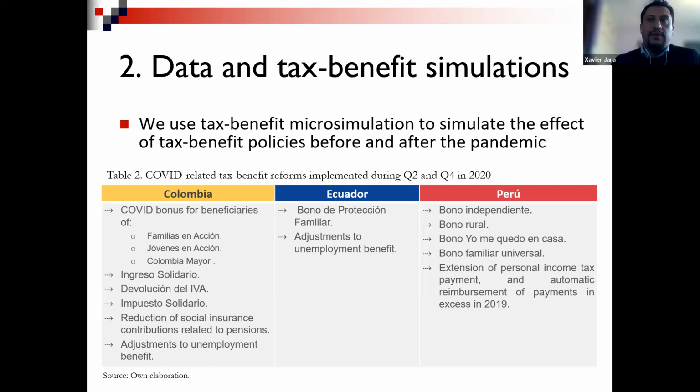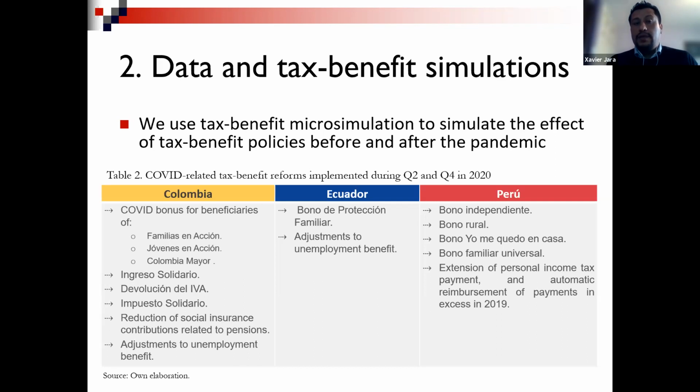We see that in Colombia, for example, there was a COVID bonus for beneficiaries of already existing social assistance programs: Familias en Acción, Jóvenes en Acción, and Colombia Mayor. There was a newly introduced social assistance benefit, Ingreso Solidario, and there were some other measures, devolution of VAT, which is actually a benefit. Impuesto Solidario is a tax that was levied on high earners, but it was abolished later on by the end of the year. There were also reductions to social insurance contributions related to pensions and an adjustment of unemployment benefit. So we already see that Colombia, compared to Ecuador, implemented a larger number of measures to mitigate the impact of the pandemic.